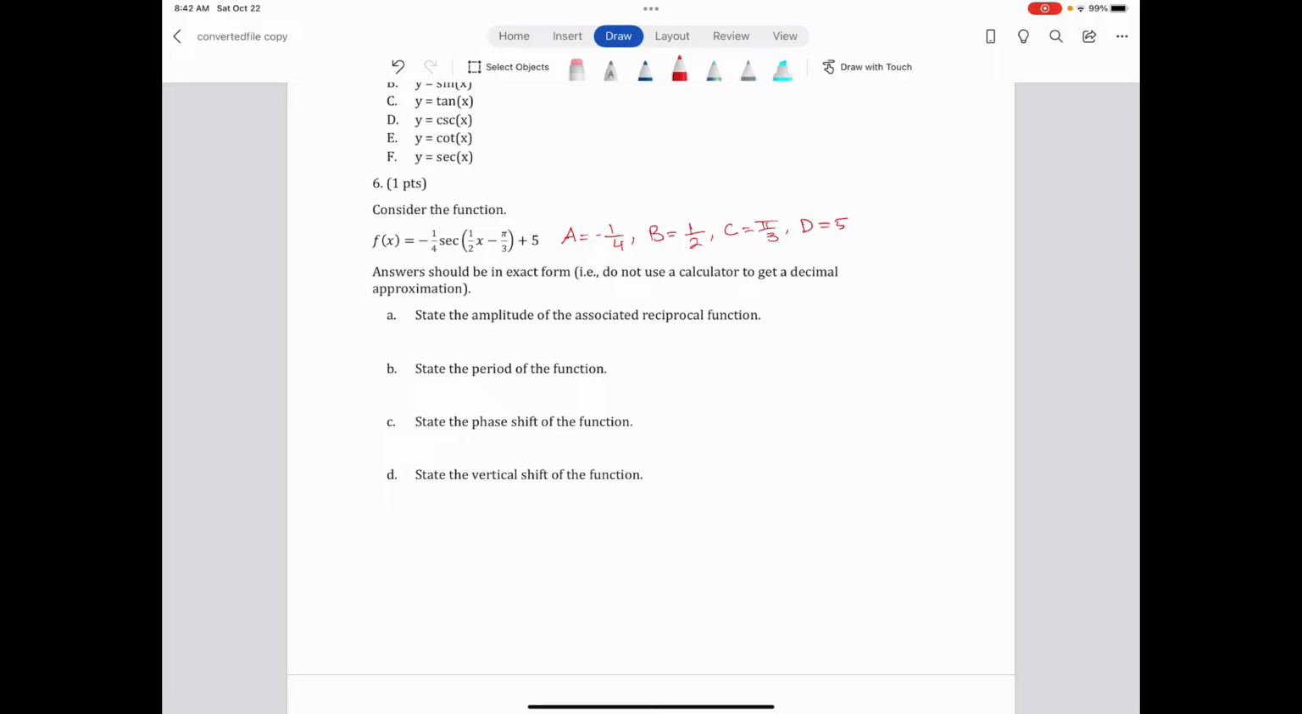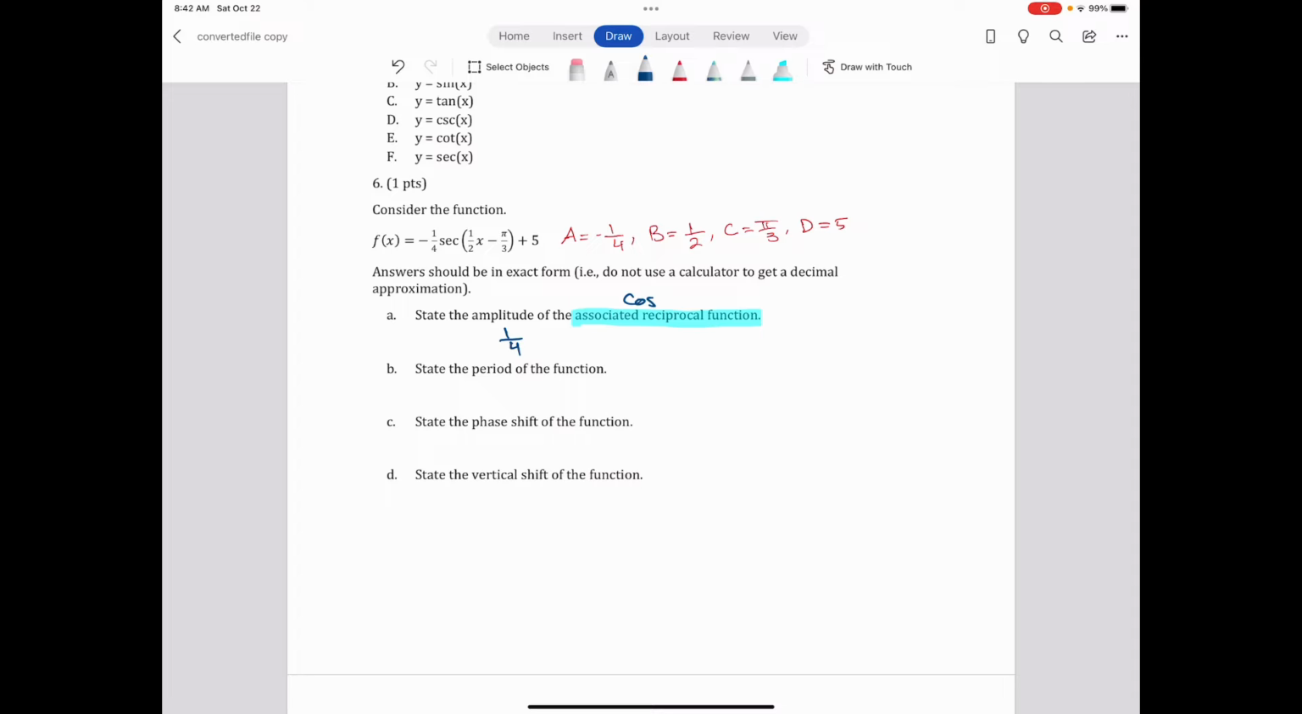We know that the amplitude of the associated reciprocal function is the absolute value of a, so that is equal to 1/4. And we're working with the associated reciprocal function. The associated reciprocal function for secant is cosine. So we're looking at the cosine function here, and the goal is to graph the cosine function in order to be able to graph the secant.